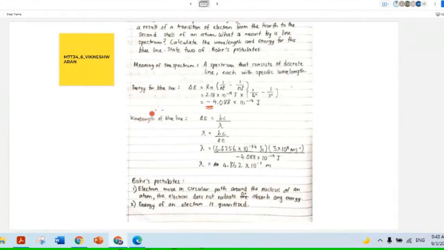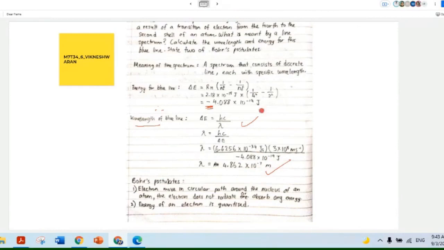Okay, good, very good. Next, the question asks about the wavelength and energy for the blue line. So you apply this formula and then get the answer. Okay, correct. Very good. Final answer with the right unit. Okay, thank you, Vicky. Good job.